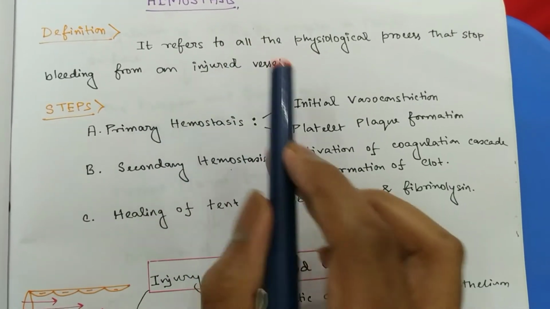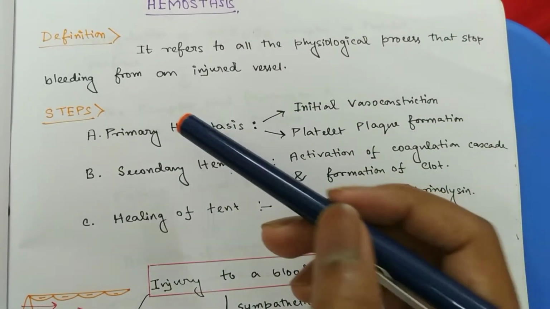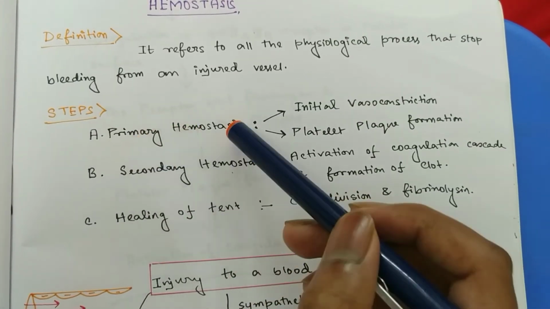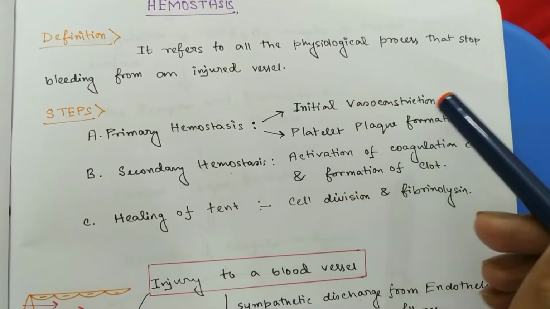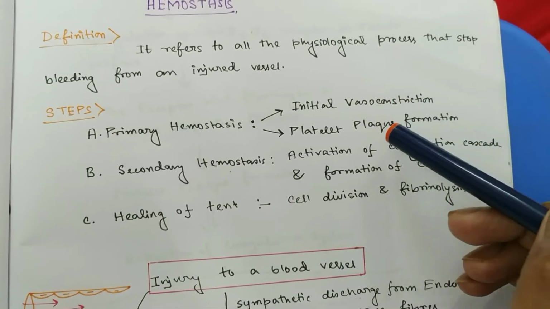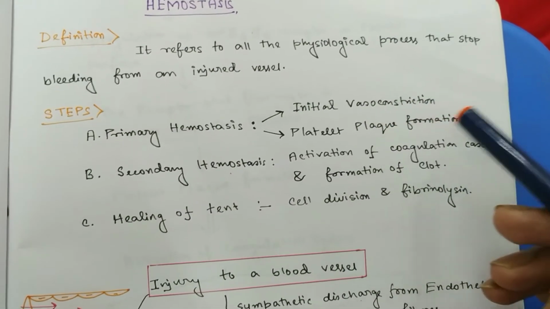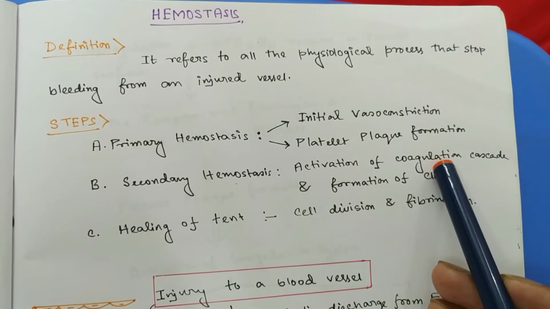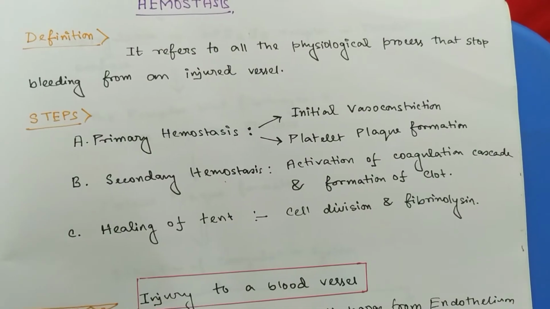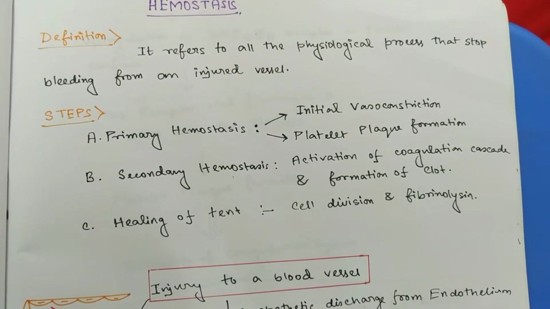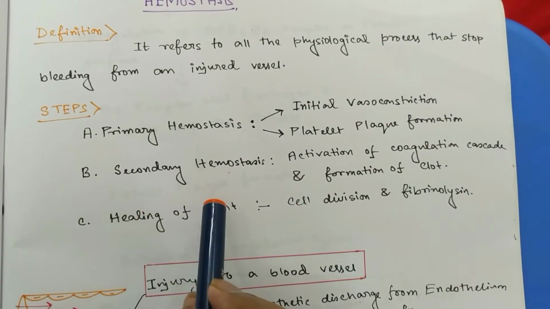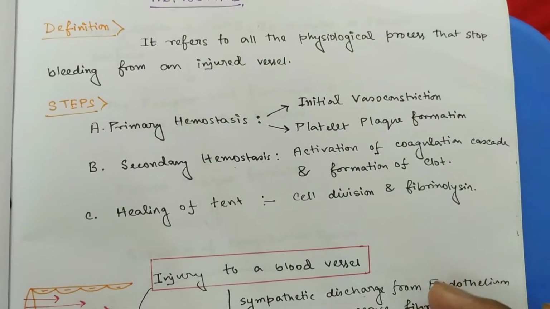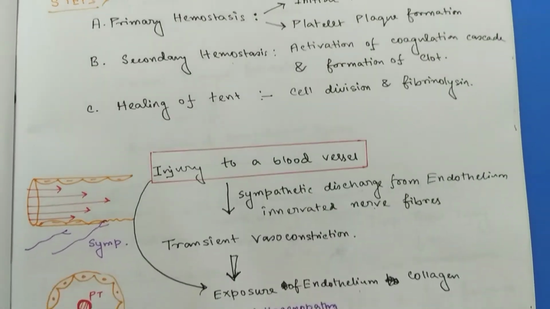And this whole hemostatic process consists of three consecutive processes. Primary hemostasis, consisting of initial vasoconstriction followed by platelet plaque formation. Secondary hemostasis, that is the activation of the coagulation cascade and formation of clot to prevent bleeding permanently. And healing of the rent, that is by cell division and fibrinolysis. Now we will discuss this one by one.